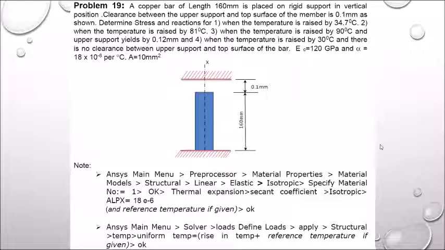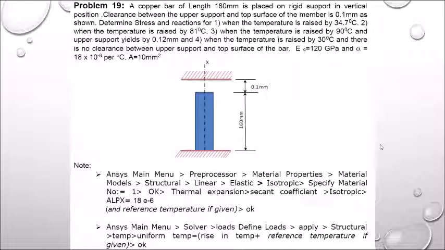In the first case, temperature is raised by 34.7 degrees Celsius. So let us assume that the top support is not there. We have to increase the temperature. We have to just load the temperature of 34.7 degrees Celsius and observe what is the displacement of the top node. So if the displacement of the top node is 0.1 or less than 0.1, then the upper support will not have any importance because the top surface of the bar will not touch the support.